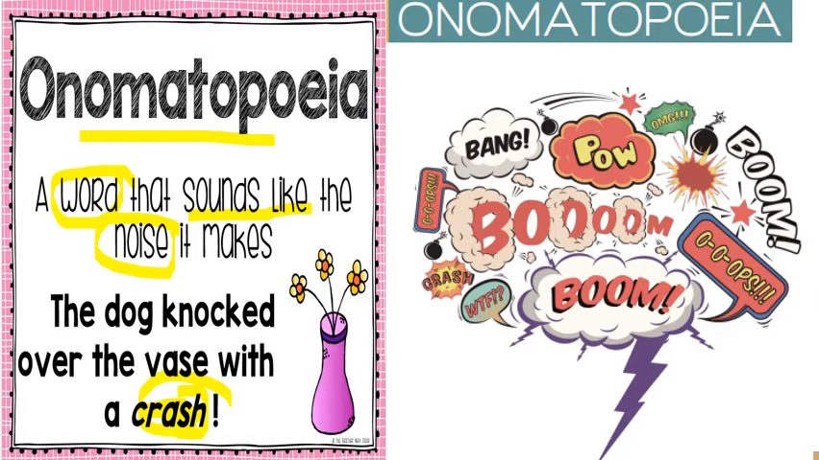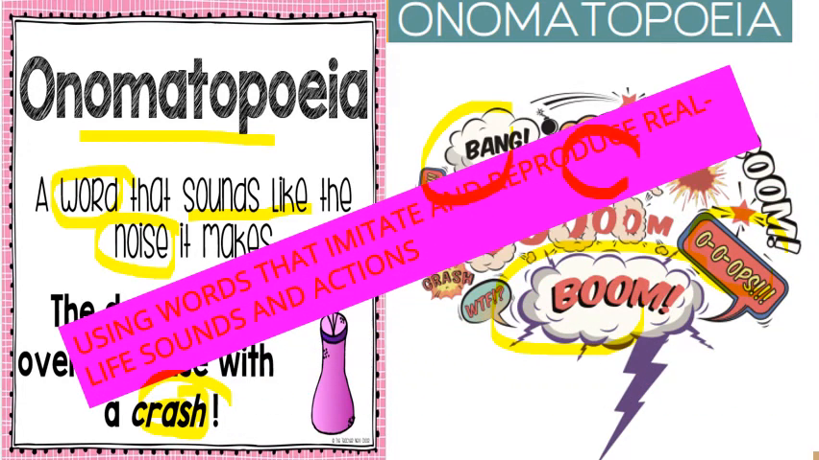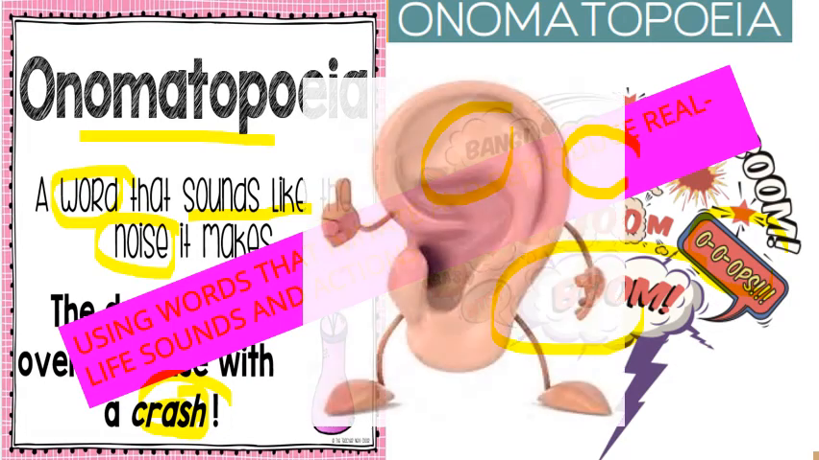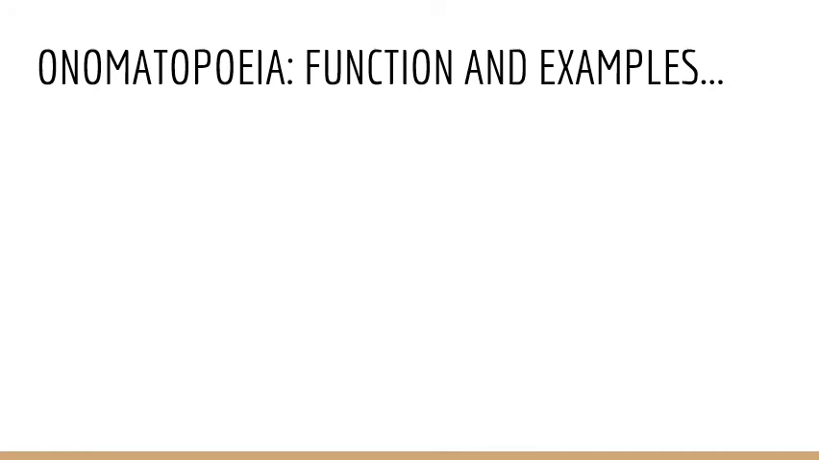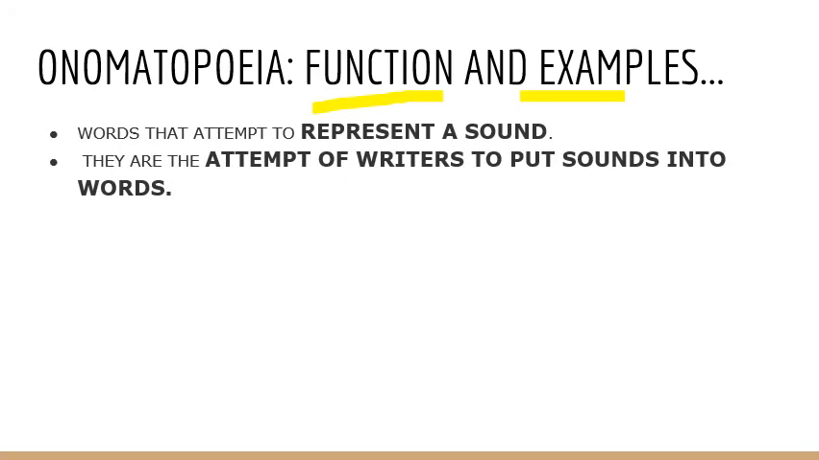Here are some more examples of sound words. Those of you who like cartoons might have seen them. And you can see all of these are words that imitate sounds. So using words that imitate and reproduce real life sounds and actions. Again, it's all about listening. So let's look at some onomatopoeia functions and examples. What onomatopoeia basically does is it just represents a sound. It is an attempt to put sounds into words.